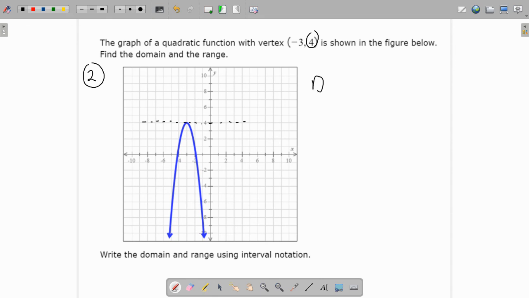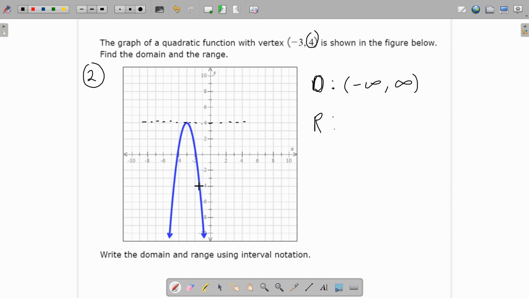So we already know domain. I'm just going to write the d there. Domain. That's negative infinity to infinity. That's all the time. So range. Usually domain and range, we like to put these in order. I don't know how picky Alex is.